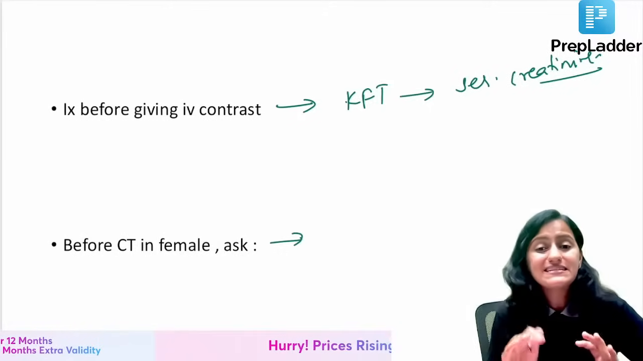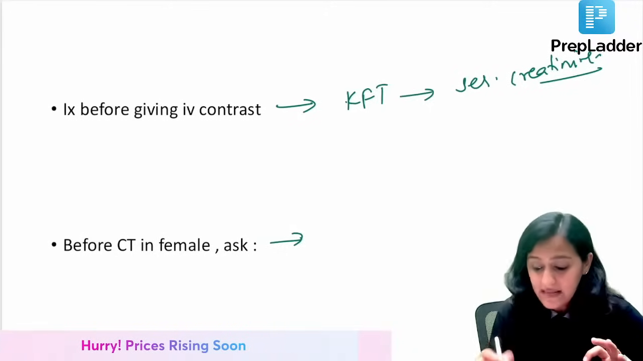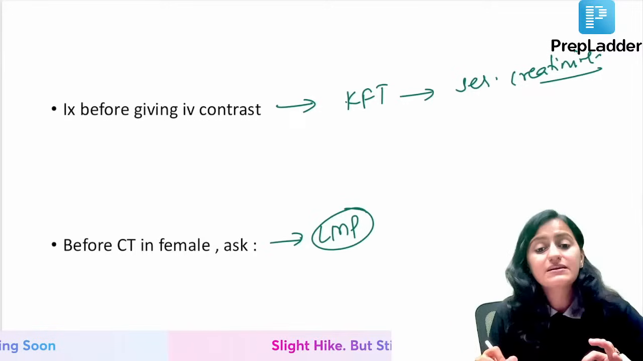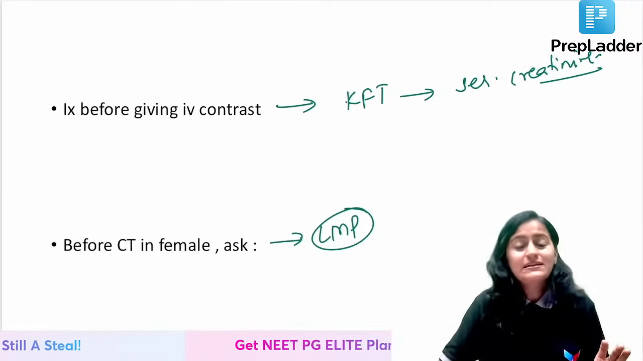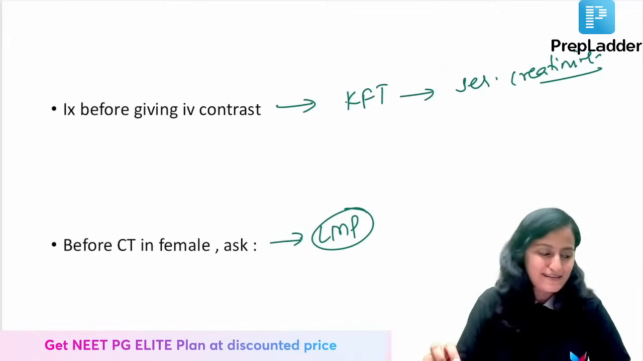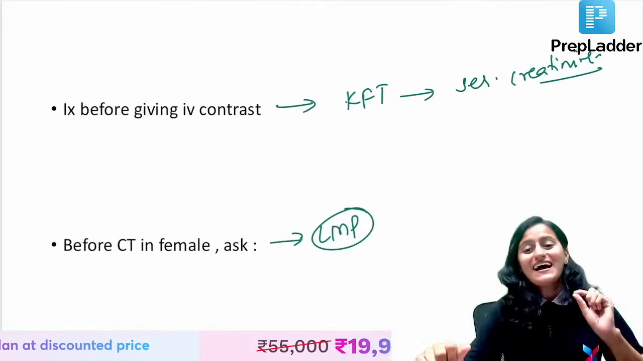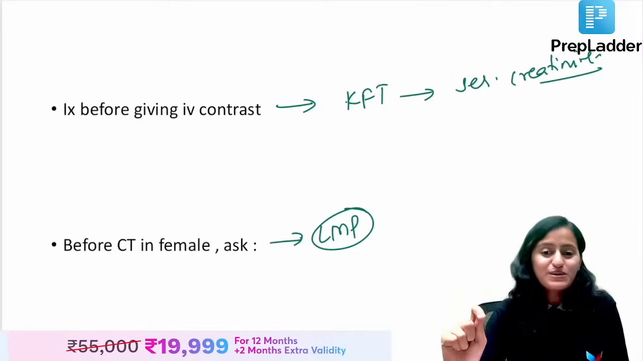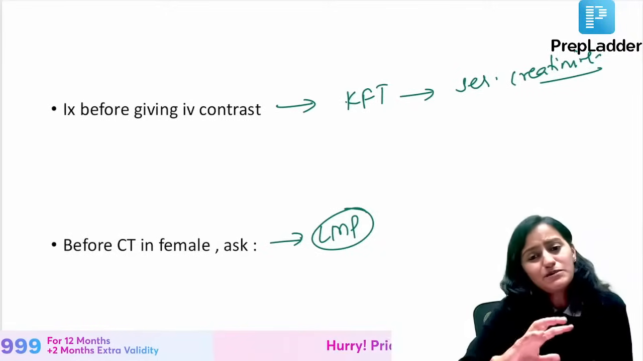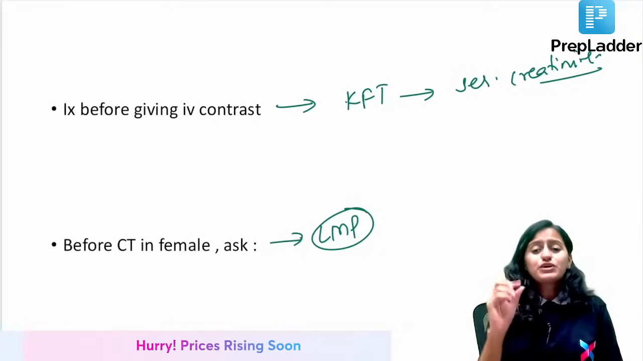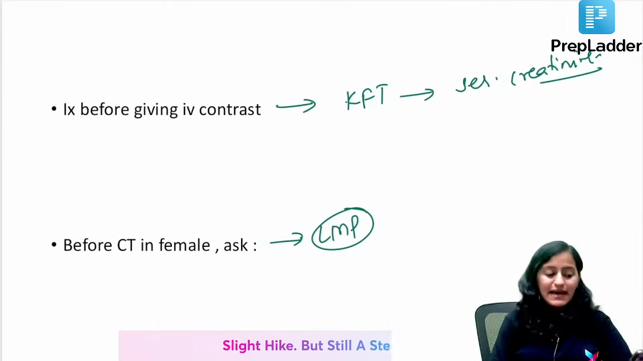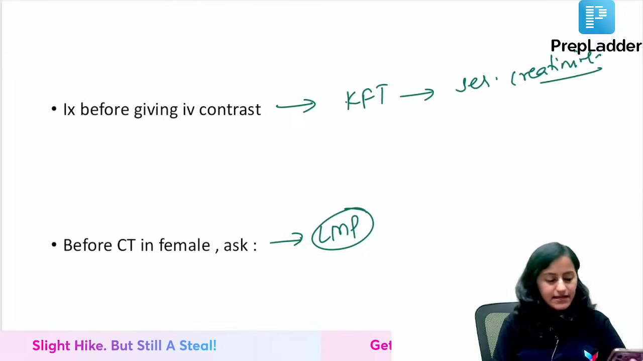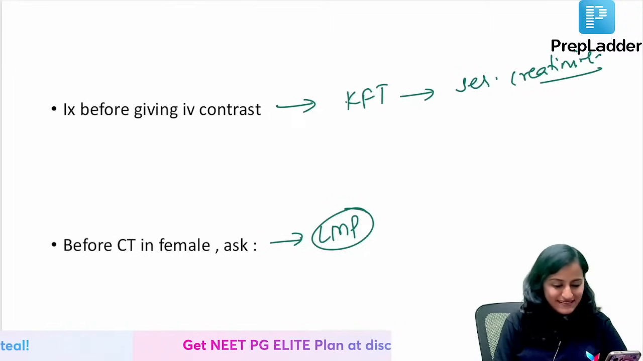Whenever you are doing CT in a female, what should you always ask for? LMP, right? So this is what we used to do as residents. If someone did a CT in a female without asking LMP, right? So we used to get scolded a lot. So asking LMP before doing CT in female is very very important because CT has radiation. You cannot do CT in pregnant females, right? So that is why asking LMP is very important, okay? Asking LMP is very important, right?